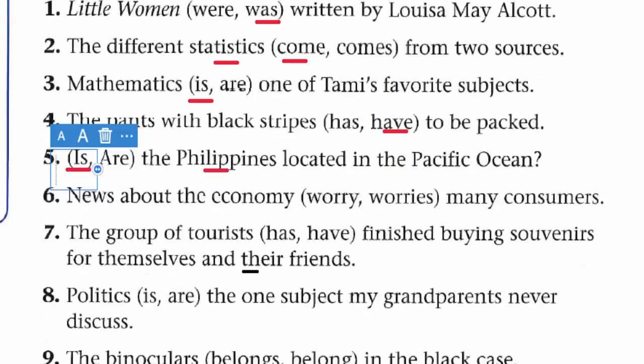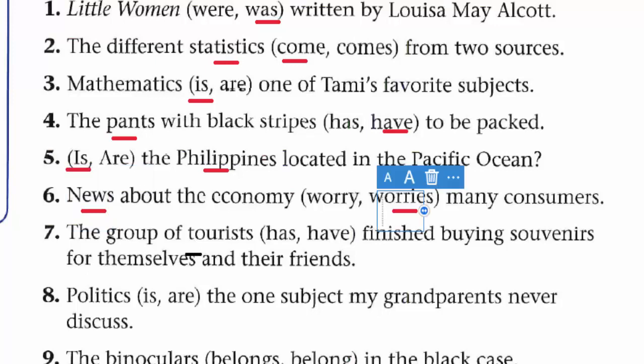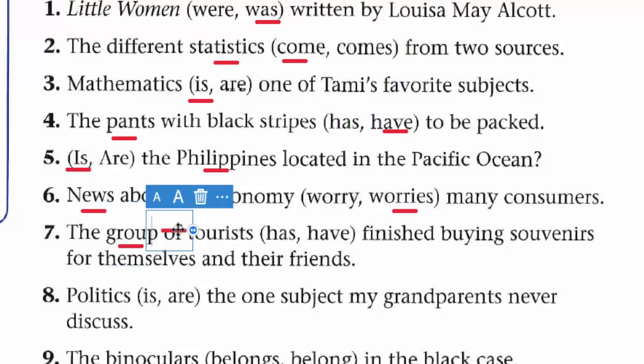Next one. News about the economy, worry or worries. The subject here, of course, is the word news. And news is always singular. The group of tourists has or have finished buying souvenirs. The subject here is group. The phrase of tourists is a prepositional phrase, so if you ignore it, you still have the word group. And the group can be singular and can be plural.